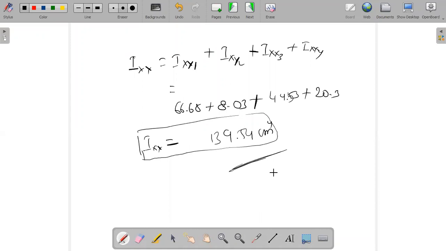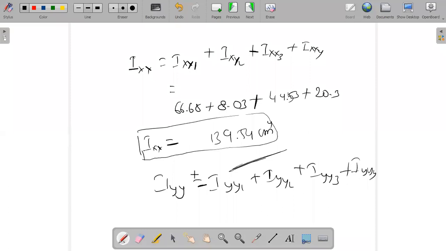Understood? Everyone understood this? If they ask about the y-axis, what will you do? Simply do Iyy is equal to Iyy1 plus Iyy2 plus Iyy3 plus Iyy4. They will ask either the y-axis or the x-axis alone. When they ask the y-axis, you have to find only x bar. When they ask the x-axis, you only find y bar. No need to go for the other section. If you want to be sure, you can directly calculate both x bar and y bar. While calculating Ixx and Iyy, I have clearly given: when I write x, you take y. When I write y, you take x axis. That's it. You can easily solve this.